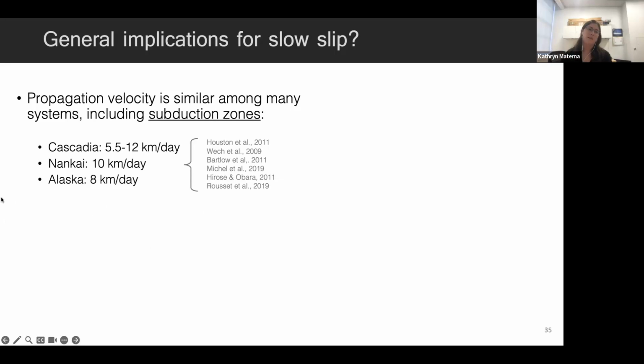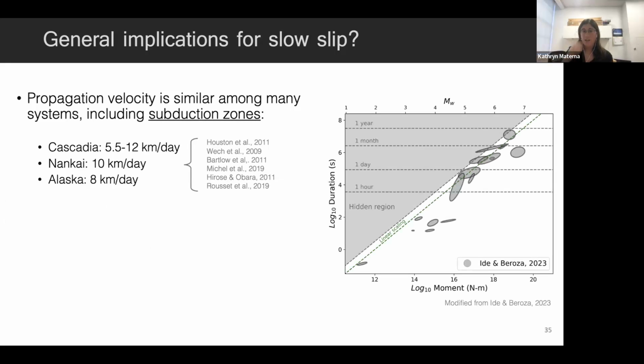So we're finding a propagation velocity in the shallowest part of the crust that's really very similar to what's been observed in subduction zones. And so this prompted us to ask, what can we learn from these shallow events that may relate to the subduction zone process? A topic that's been debated a lot in the literature over the last 20 years has been the scaling between the moment of a slow slip event observed in the subduction zone usually, and the duration.